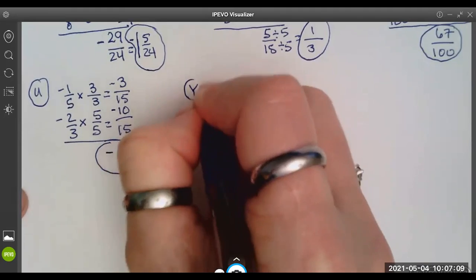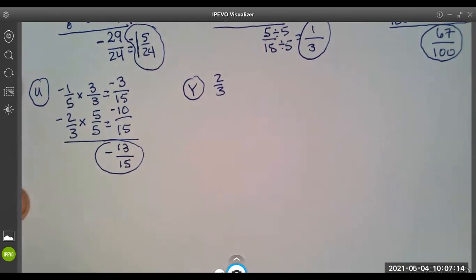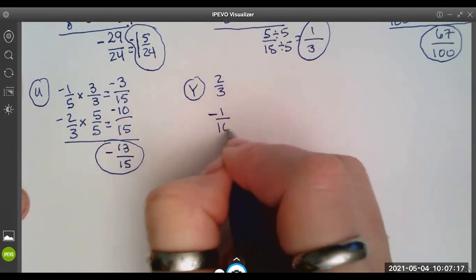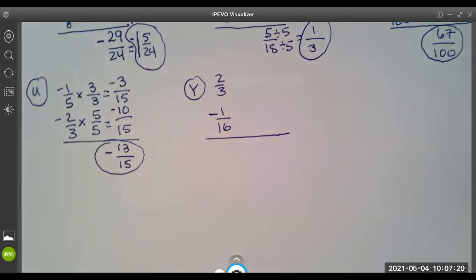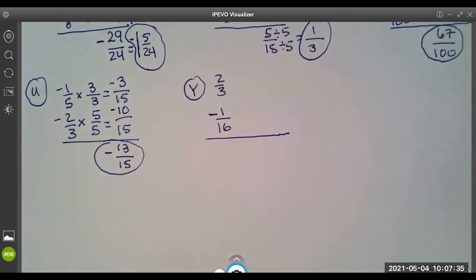Letter Y. 2/3 and negative 1/16. Does 3 multiply to make 16? 3 times what makes 16? I don't think it's a 16. I think it's close to 16. We have to be exactly 16. Can 3 times something make 16?